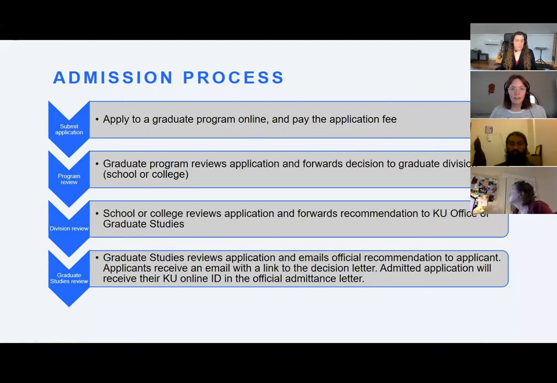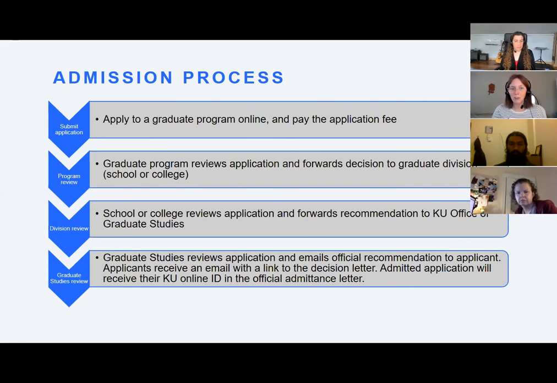So then just going over the whole review process. You'll apply through the online application and pay the application fee. The application then goes to the program or department. They will review the application, look at all those materials, and then forward the decision. They'll mark it as admit or deny. If it's an admission, then for some areas, it'll go to the school, or here at the College of Arts and Sciences. And I should say, this is how it works here at KU.